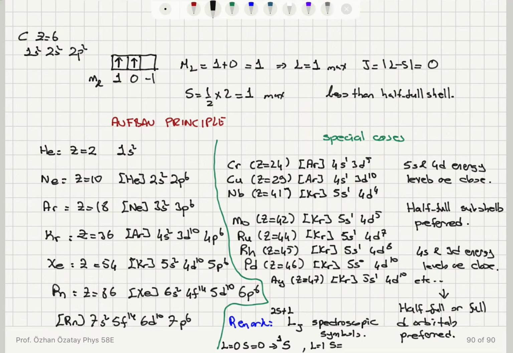L equals 1, S equals 1 would give you, since L is 1, a p orbital, so it's P, 2S plus 1, 2 times 1 plus 1, that would give you 3. And then since we would require that J is equal to L minus S or L plus S, this could be 3P2 or 3P0, for example. So that's how we denote the L, S, and J using the spectroscopic symbols.